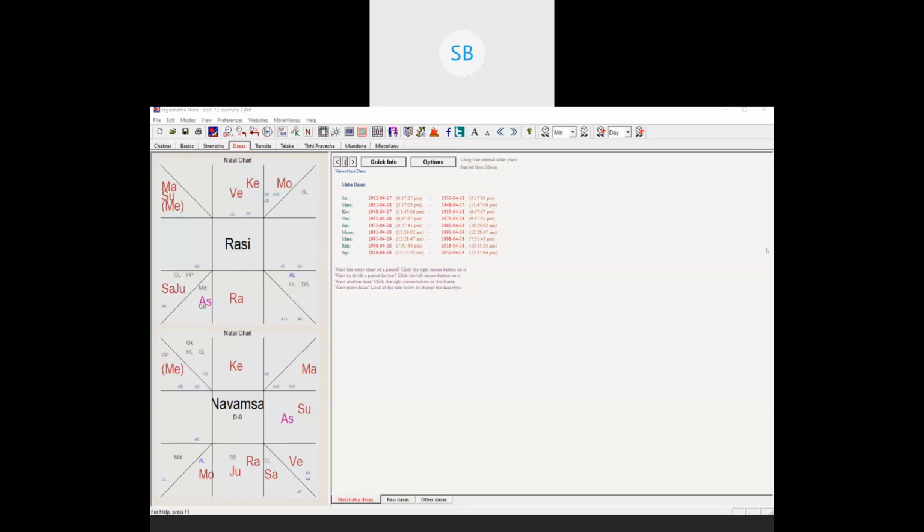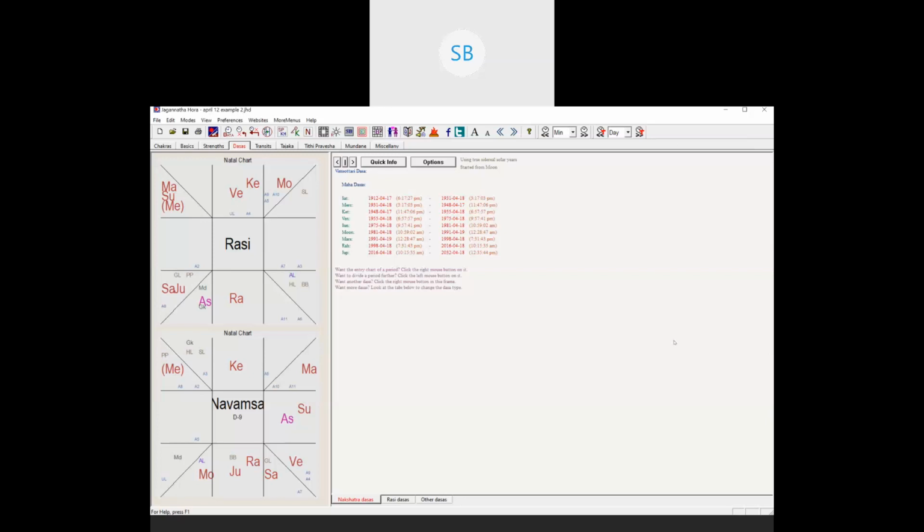Let's have some rules before you start predicting. First, the Lagna Lord should be very much energized and the Lagna chart should be strong enough. Because it's your own personality, if you are not strong enough, you won't be able to do anything. So you need to assess the strength of the Lagna Lord and the Lagna. That is very, very important.